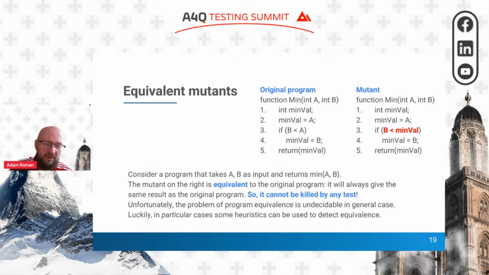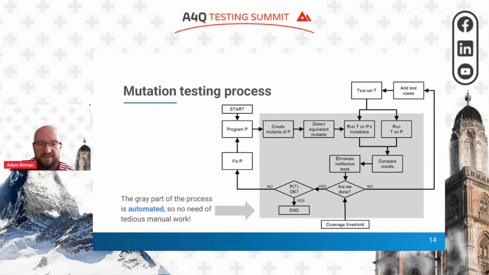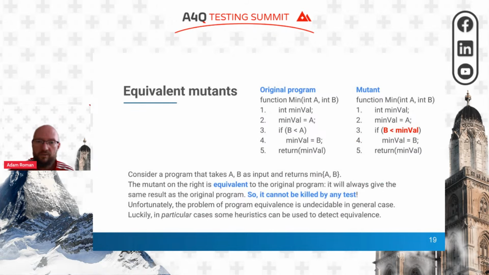Sometimes we want to avoid these situations, and there are some heuristics that allow us to detect at least some trivial equivalent mutants. That's why in this process there is the step, detect equivalent mutants. If we have a lot of equivalent mutants, they impact the mutation score, right? Because it will be lower than it is in reality, because the denominator will be greater because of equivalent mutants. So we try to avoid equivalent mutants.